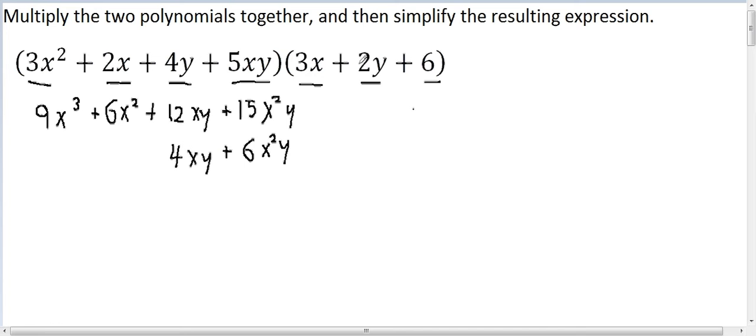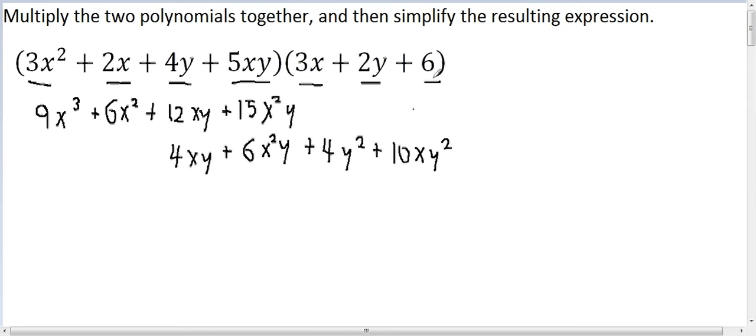Then we get 4y squared. Y squared hasn't appeared yet, so 4y squared. Then we get 10xy squared. And we haven't seen xy squared yet either.